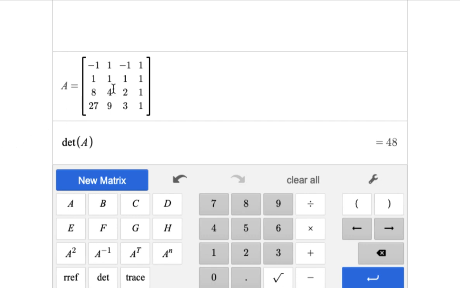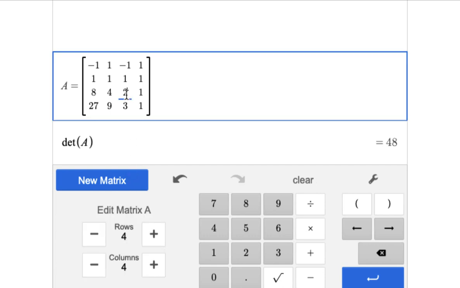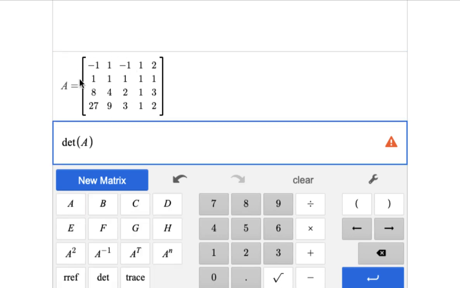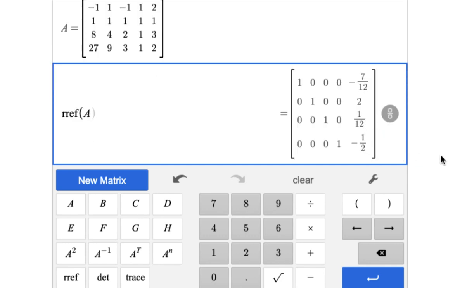So that means I need to augment this matrix A with another column. So I'm going to click anywhere in the matrix, add a column, and now let's put in that column vector, which is 2, 1, 3, 2. Notice it can't compute the determinant any longer because this is no longer square. But what we can do is put this in reduced row echelon form, matrix A, and here we go. So I'm going to copy this over to my work.